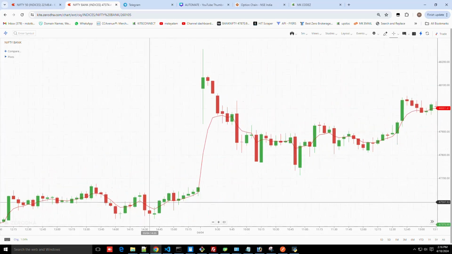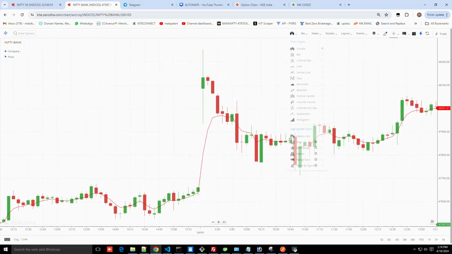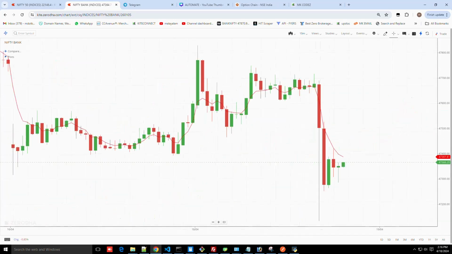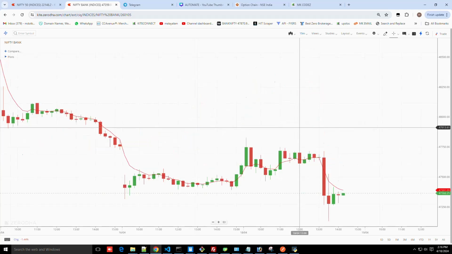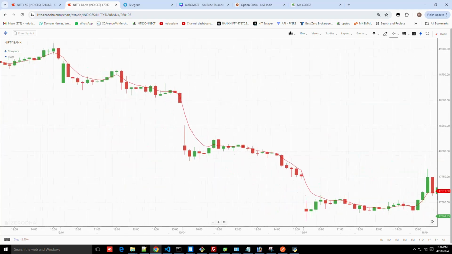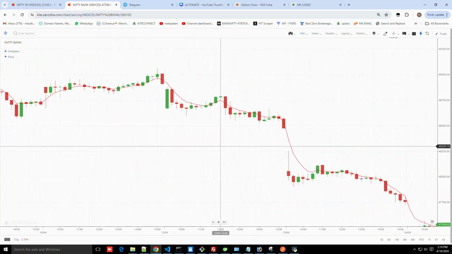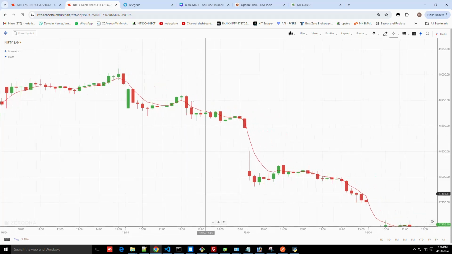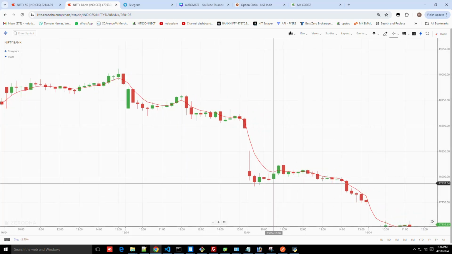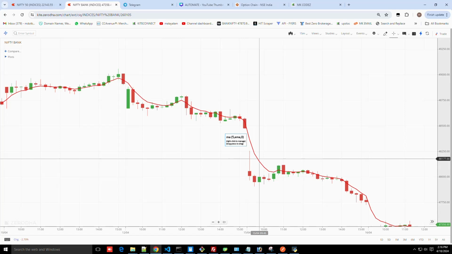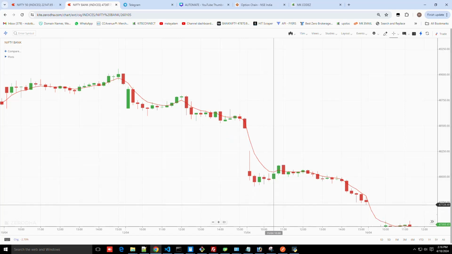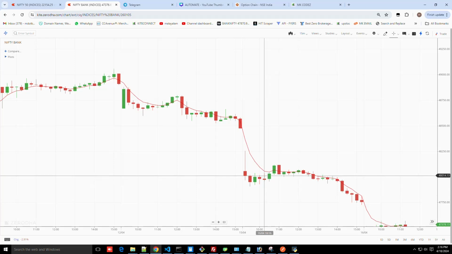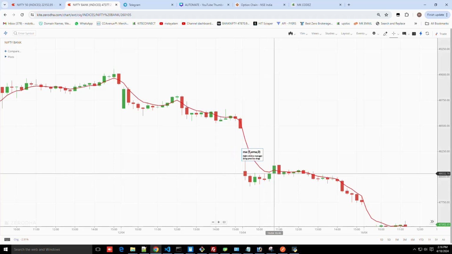Next, for CE entry we will take the 50 minute candle. The strategy is that the previous candle should close below the 5 EMA and it should not touch the EMA, and our next candle should cross above the previous candle high.